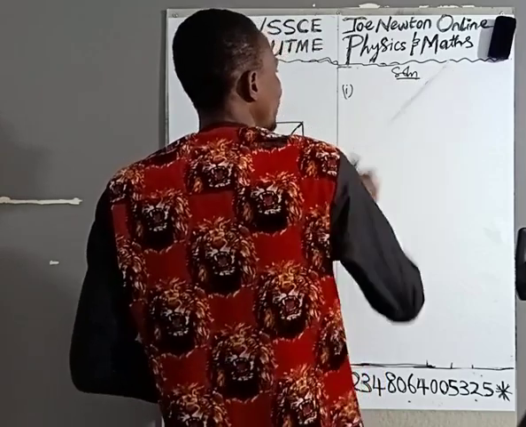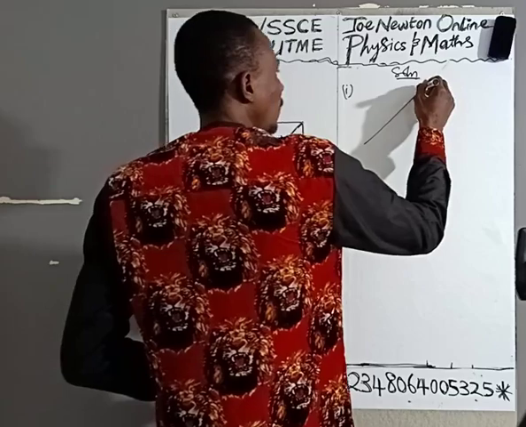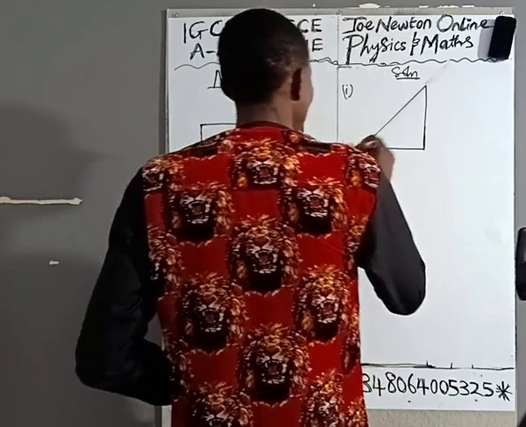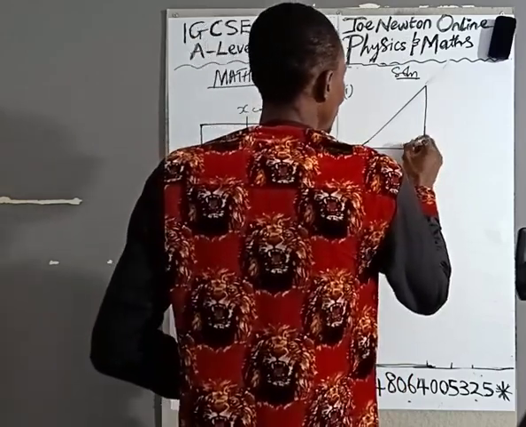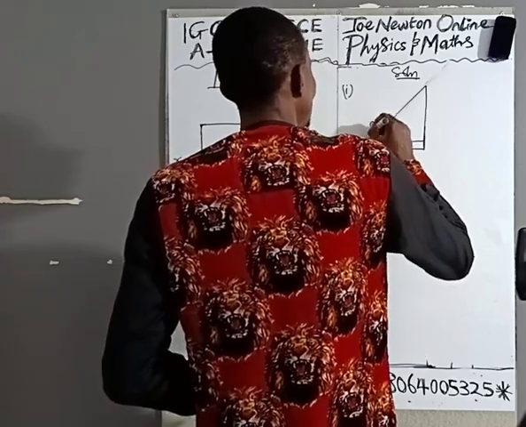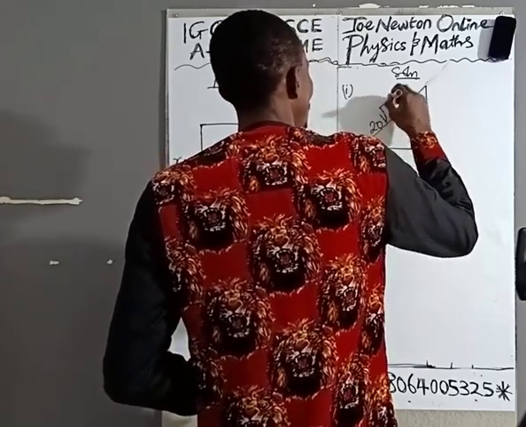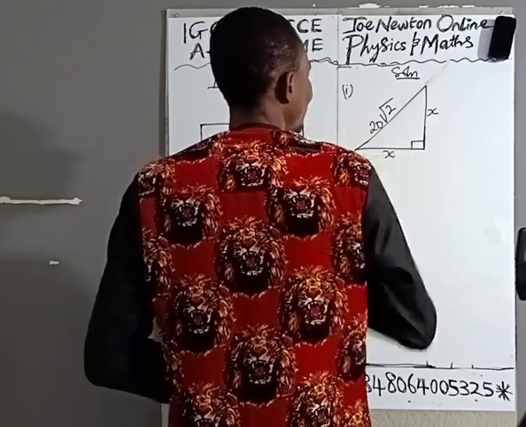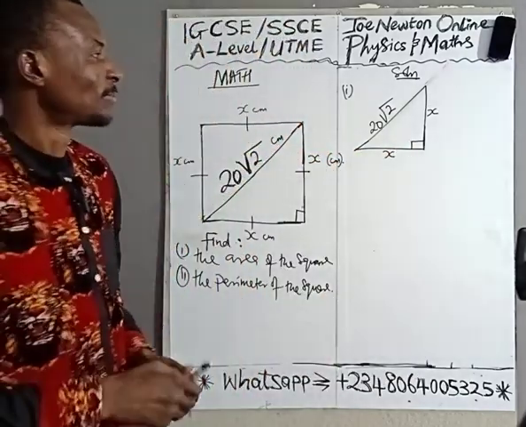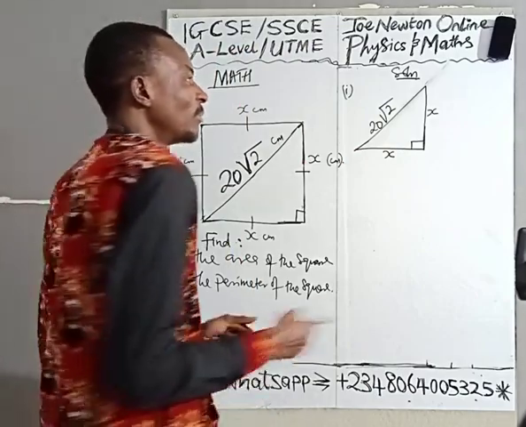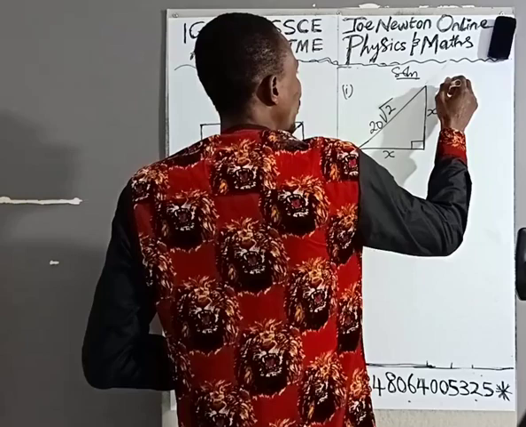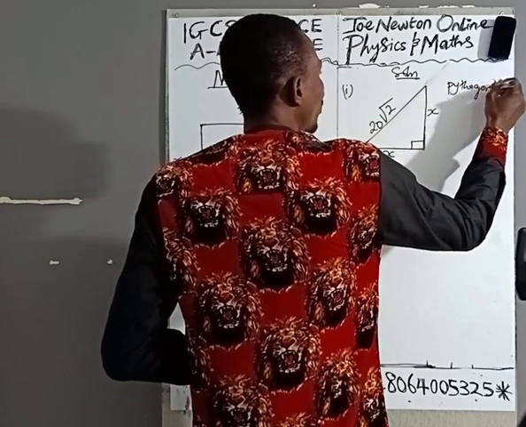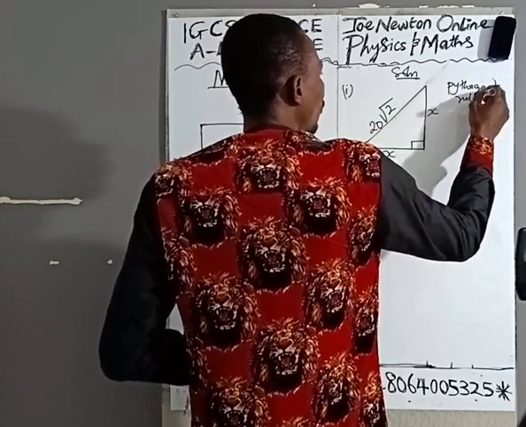Okay, then we now have this right angle triangle. We have this, so that here is 20 root 2, and here is X, and here is also X. So this is what we have. Now remember Pythagoras theorem. So we are going to apply the Pythagoras theorem, rule or formula.